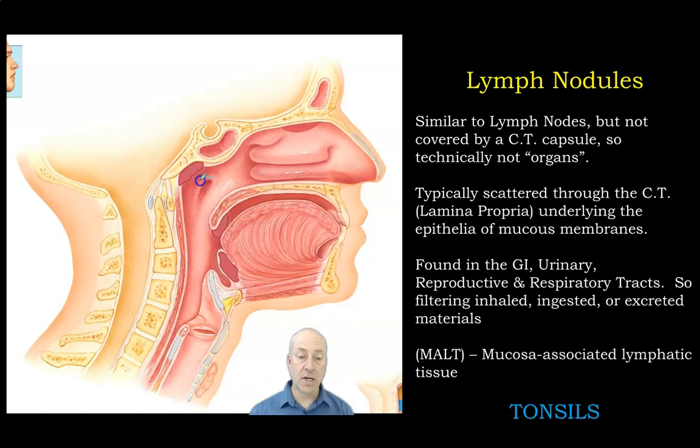So the adenoid tonsils, the palatine tonsils, the one you get removed typically in a tonsillectomy, and the lingual tonsils. And those are just sitting there. So anything ingested, anything inhaled, right? Anything excreted through these tracts, the GI, the urinary, the reproductive, and the respiratory, is passing over these lymph nodules, which is lymphatic tissue, and they're being filtered that way too.